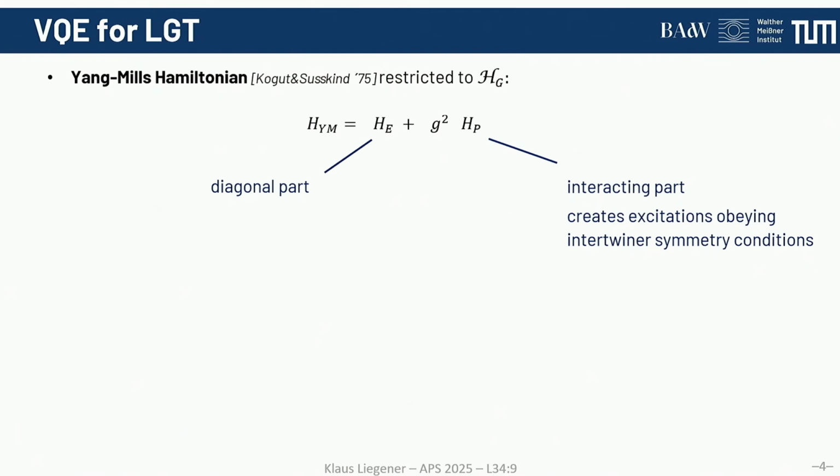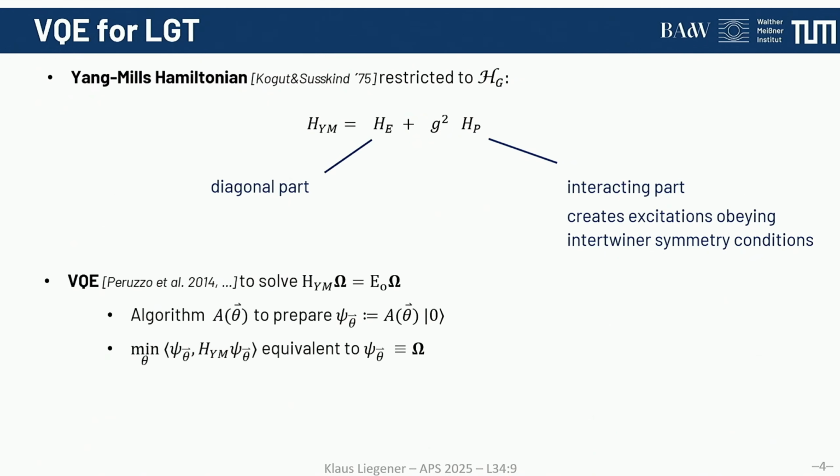And that creates sort of interactions in the theory. Not just any excitations, but excitations in a very peculiar way, namely in such a way that they obey the symmetries of these SU(2) intertwiners. So it has a very peculiar form, and we should keep that in mind when it comes to the question of how to find the ground state.